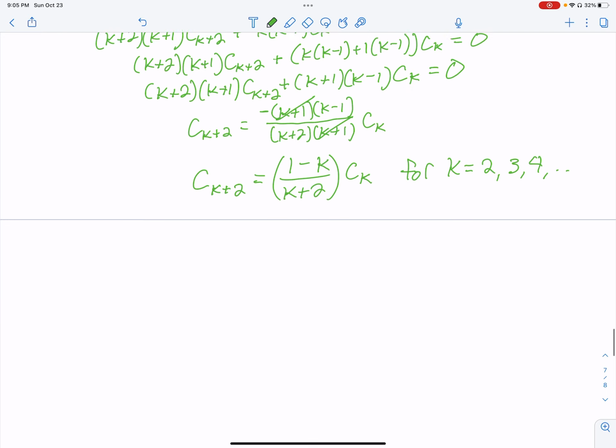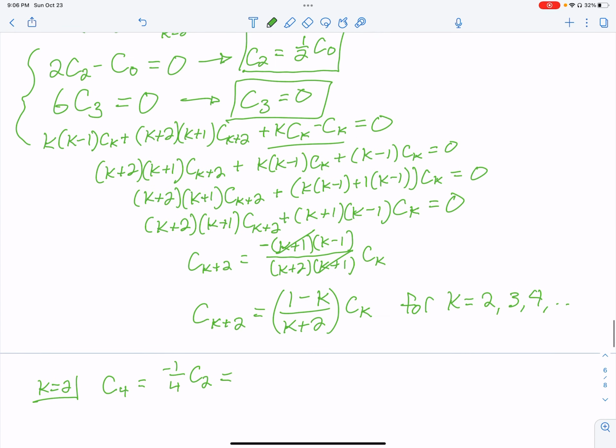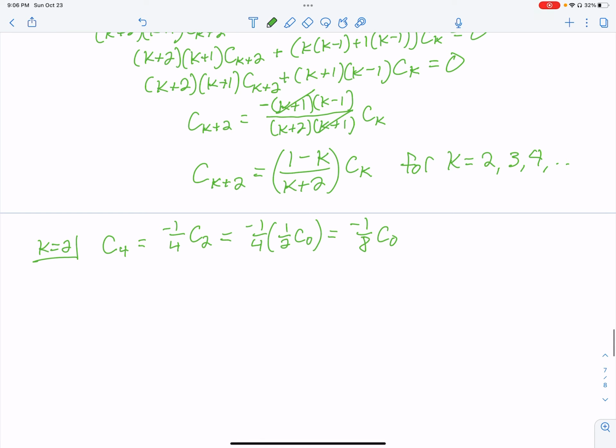Right, so now I start building my list. So for k equals 2, we have C4 equals, and I plug that into my formula, I get negative 1/4 C2. But I know what C2 is. C2 at the top here, let me scroll up a bit. C2 is, so let me write down my negative 1/4, and then I'm going to replace C2 with 1/2 C naught, and that is negative 1/8 C naught.